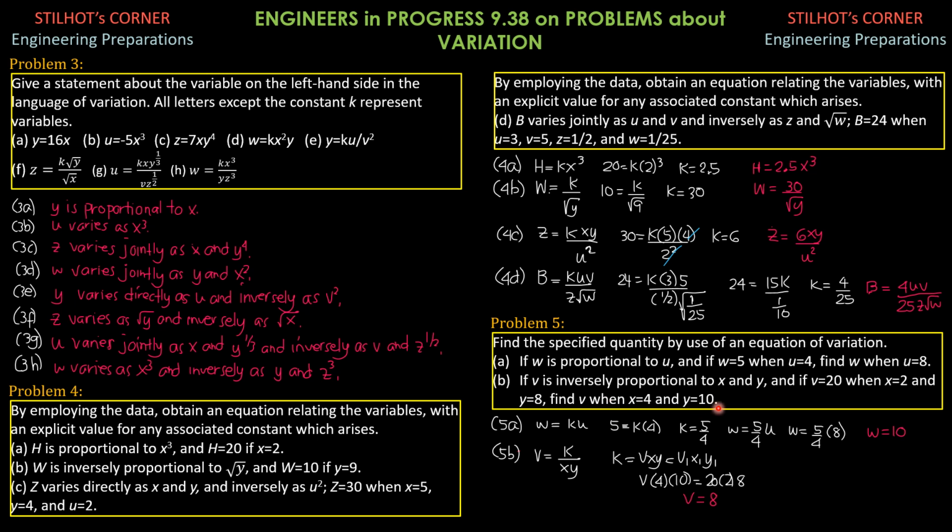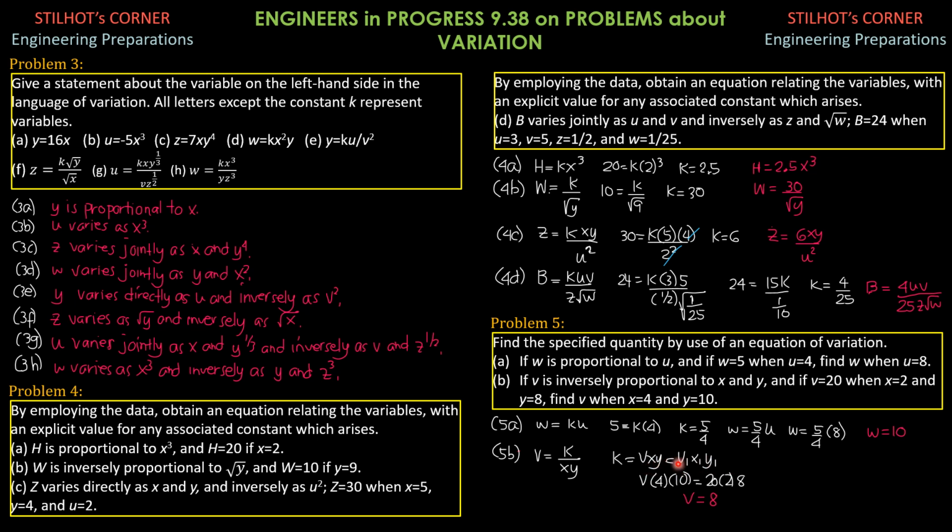So this time, since we are to find the specified quantity, we don't need to solve for the constant or define the equation. I have another solution so that we will no longer solve for the constant. V is inversely proportional to X and Y. So V equals k over XY. If we solve for k, it is VXY, which is equal to V1 X1 Y1.